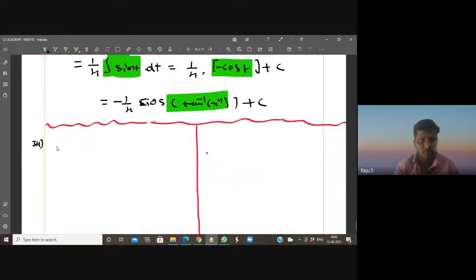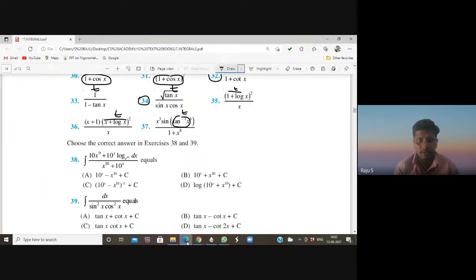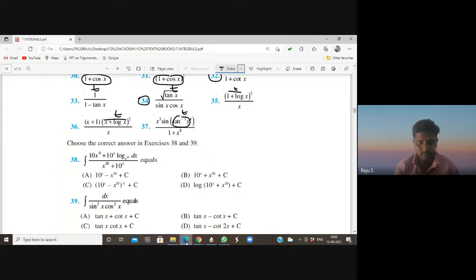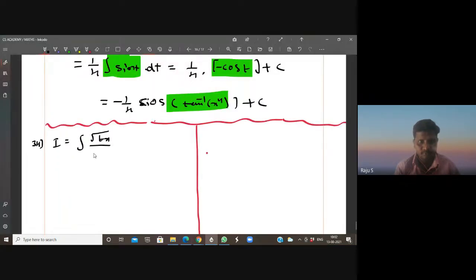34. So what is the given integral? The integral I is equal to the integral of root tan x divided by sin x into cos x dx. Okay, this is the given integrand: root tan x by sin x into cos x.